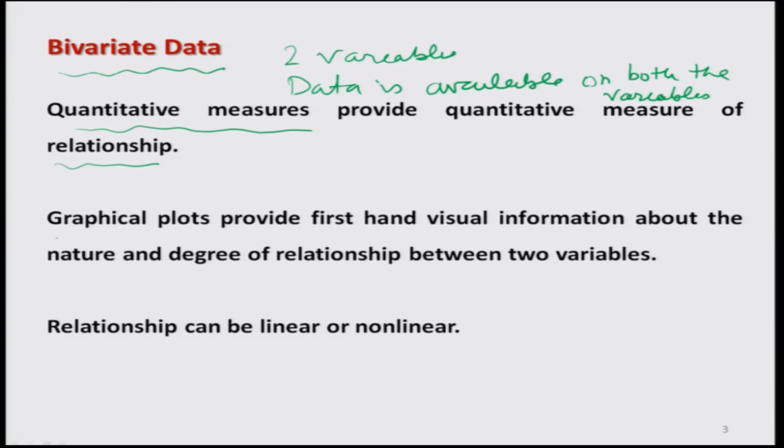Whenever the data comes, first we try to use the graphical plots and they give us the first hand visual information about the nature and degree of the relationship between the two variables. And moreover, this relationship can be linear as well as non-linear also. So, now here we are going to consider only the linear relationship, and for that we have got a measure what is called as correlation coefficient.